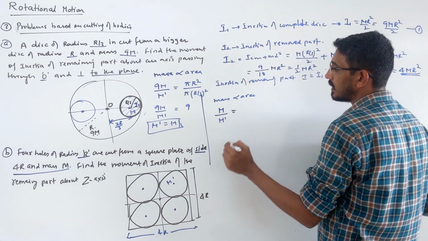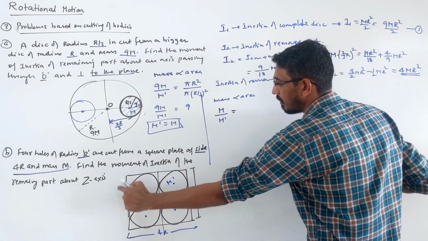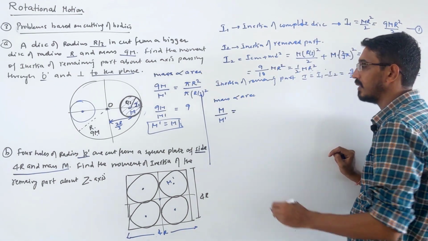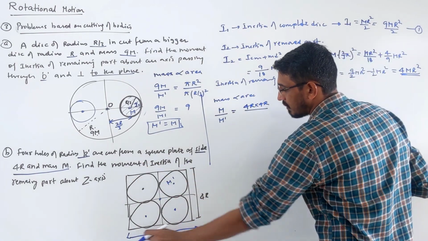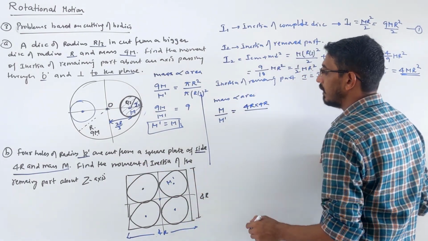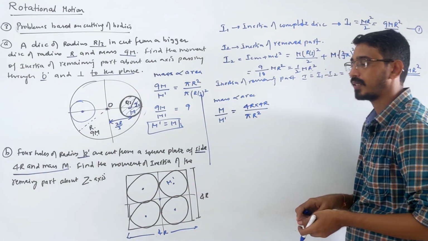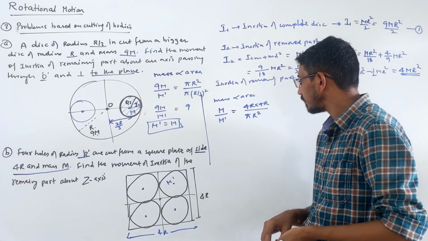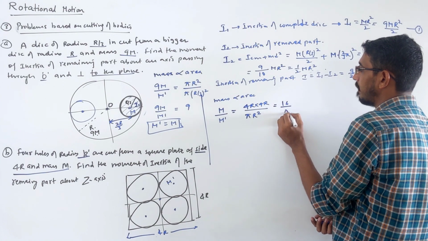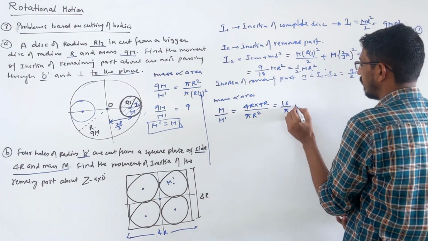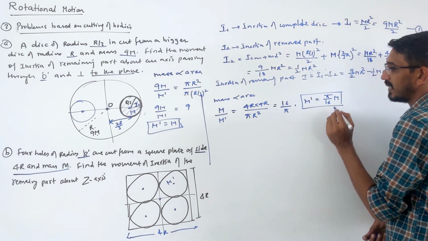So what is the mass of the complete square plate? That's m. The area of the complete sheet is a square, so it becomes 4r into 4r. Then the area of any one disc is pi r square. Hope you are understanding this. So the ratio becomes pi by 16, so the mass of each piece is pi by 16 times m.